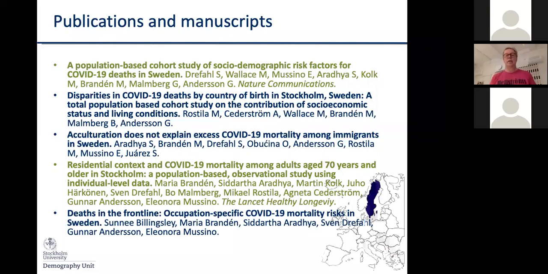As Hill said, 2 of them are published, one in Nature Communications and one in Lancet Healthy Longevity. And then we have 3 more that are in the review process, and 2 of them are in the very last stages of review, so they will probably appear soon. These different studies cover different key aspects of corona mortality.